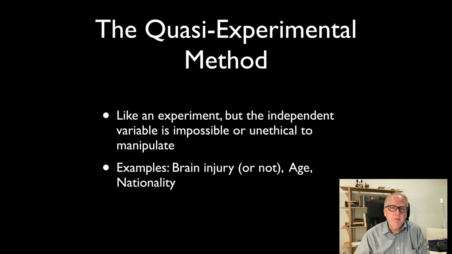So the examples of this would be things like you could look at whether or not a person has a brain injury. So you could have one group that has a brain injury, the other group that doesn't have the brain injury. You see, it would be unethical for you to randomly assign people to brain injury and then injure their brains, or if they're not, not injure their brains. That would be an example of using random assignment, but it would be unethical to do that. Another possibility would be to look at age, like old versus young, and it's basically impossible to manipulate people's age or what their nationality is.